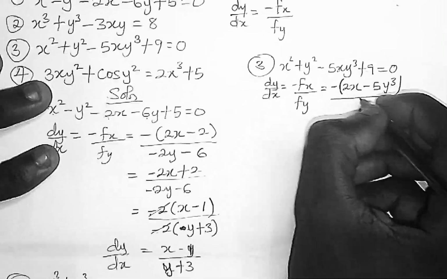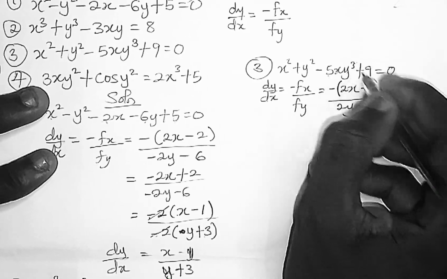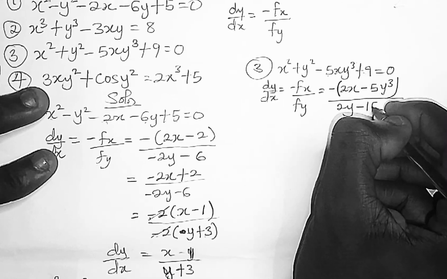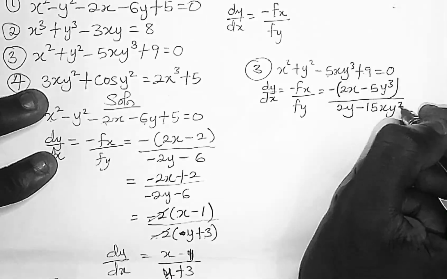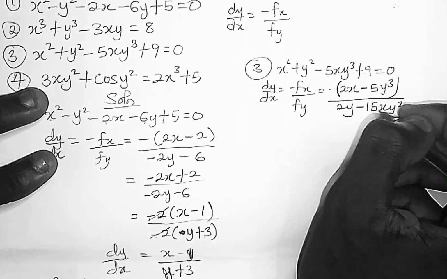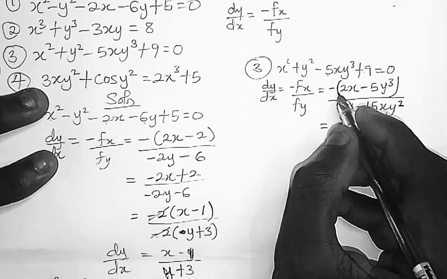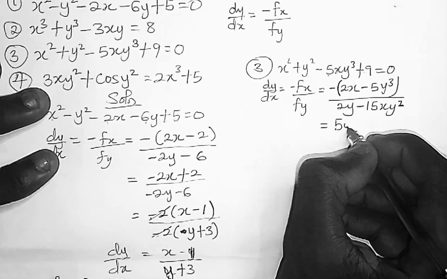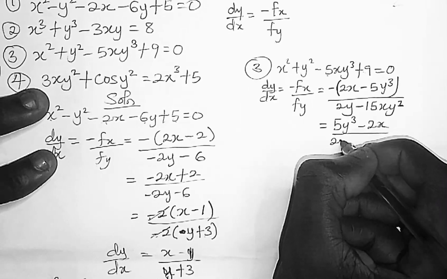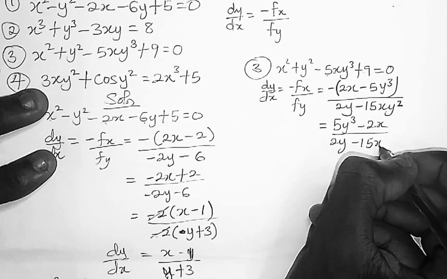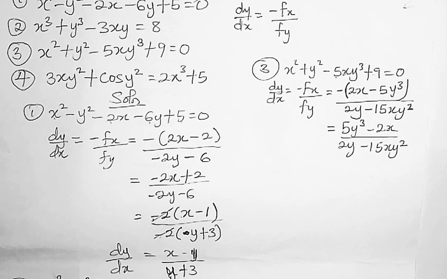All over, now differentiate y squared, you will have 2y. Differentiate 5y cubed, you are going to have minus 15xy squared. Are you seeing that? Because if you differentiate 5y cubed, you are going to have 3 times 5, 15, then xy squared, because x is a constant. Now just open the bracket, minus times minus is plus. So this is 5y cubed minus 2x all over 2y minus 15xy squared. You see that now? So that is the final answer to that question.